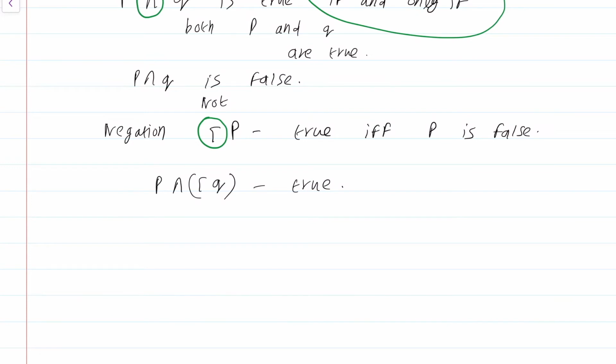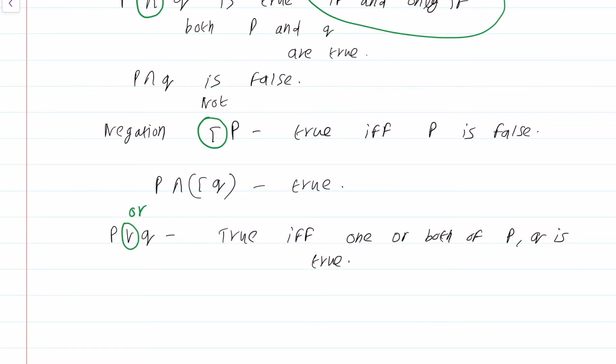Okay. Notice that we had used and in the definition of the intersection of two sets. So there the and is the mathematical and that I am defining here. Now the third operation that is needed is P or Q. This is read or. This is a statement that is true if and only if one or both of P, Q is true. That means at least one of P or Q is true.